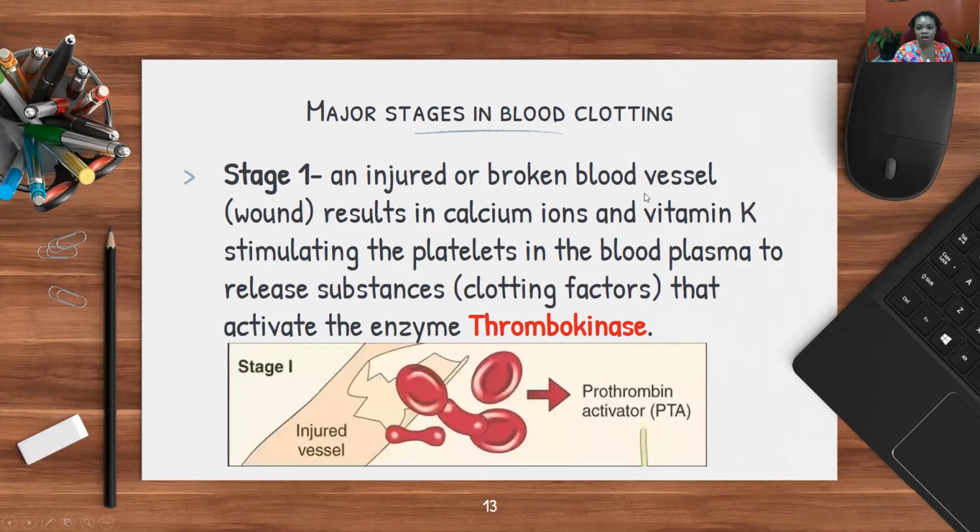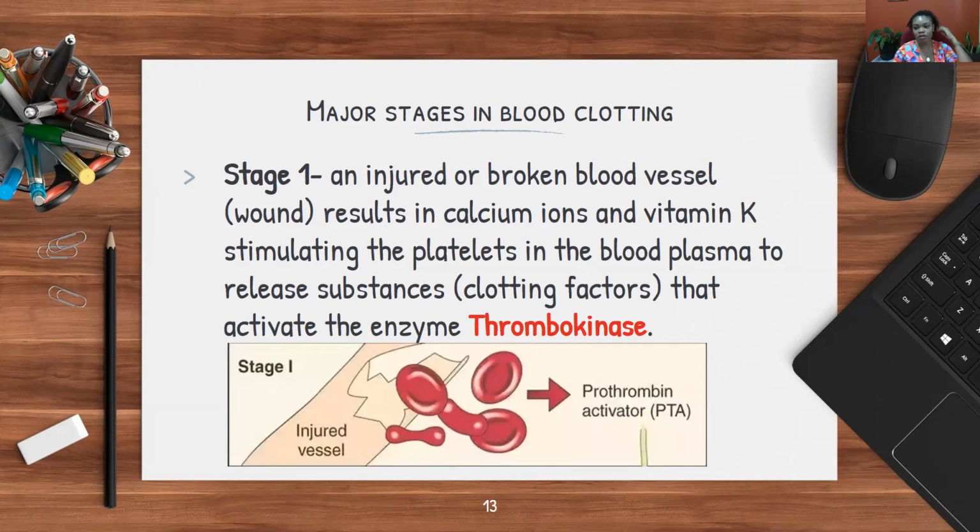So an injured or broken blood vessel results in calcium ions and vitamin K. So when you look at the diet, these are the nutrients that you would need to assist with blood clotting. Calcium ions, a mineral, and vitamin K, stimulating the platelets in the blood plasma to release substances which are called clotting factors that activate the enzyme thrombokinase.